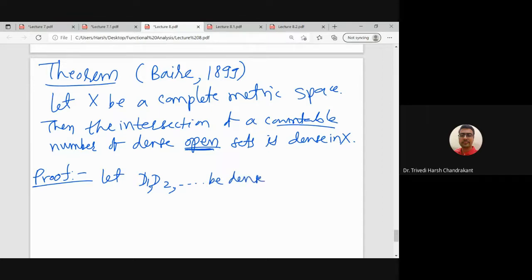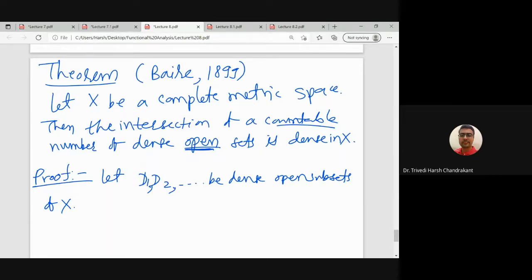The dense open subsets of the metric space X. So what is the definition of a dense set? We take any neighborhood. Neighborhood here means, in a metric space, an open disk. So if we take any open disk around that point, that should intersect with the set if it is dense.